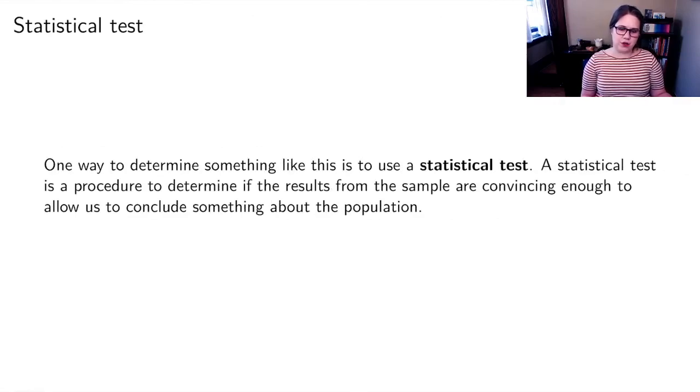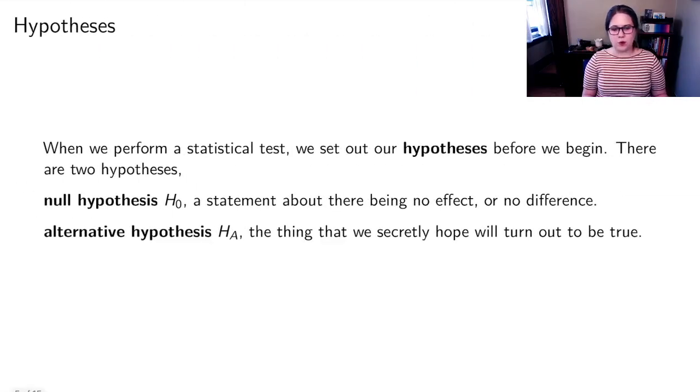One way to determine if something like that is true or not is to use a statistical test. A statistical test is a procedure where we determine if the results from our little sample are convincing enough for us to conclude something about the whole population. That's statistical inference, drawing a conclusion from the sample about the population. And when we do a statistical test, we need to set out hypotheses. Hypotheses are like guesses, but in statistics, we have a very formal way of writing them out.